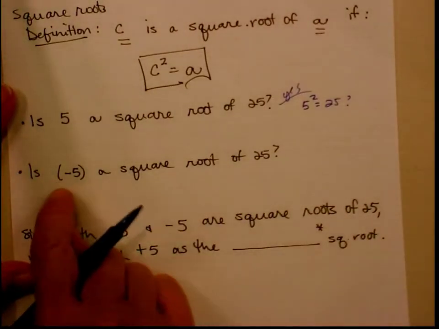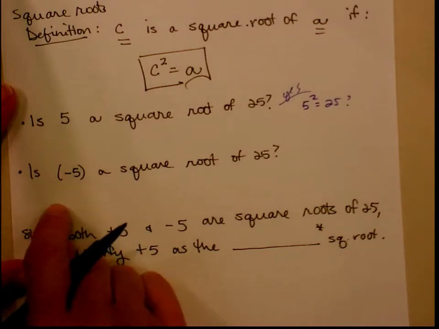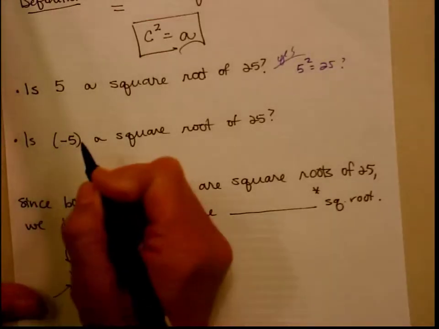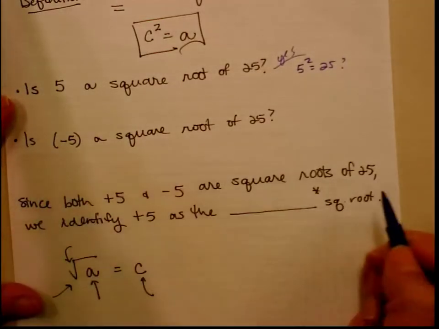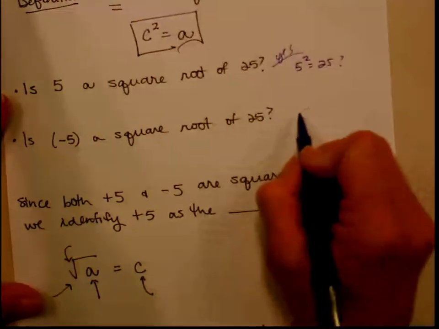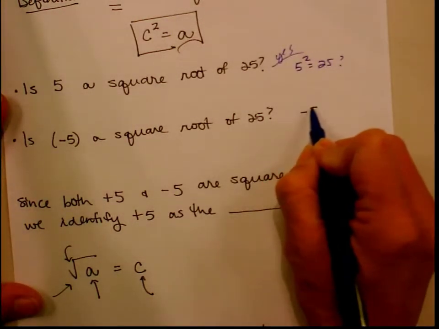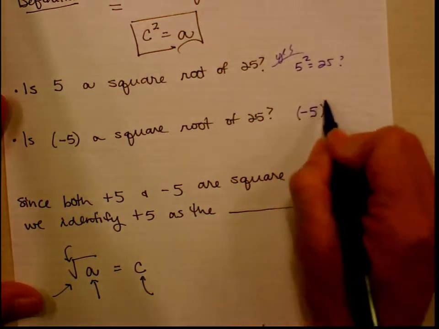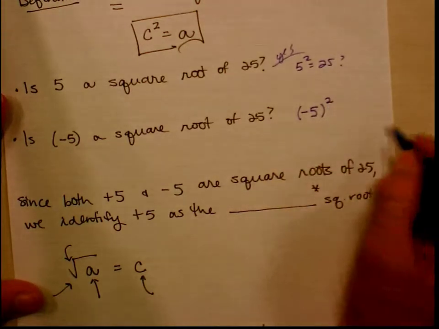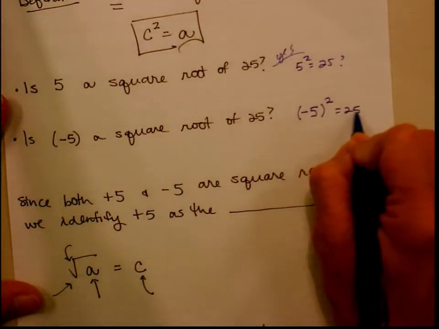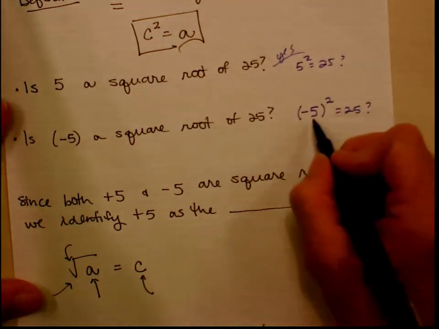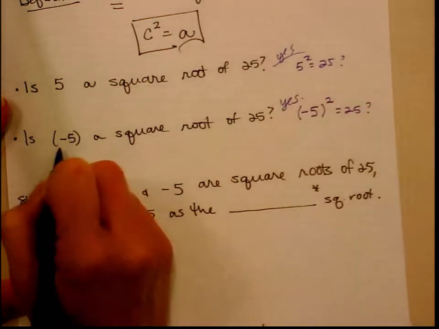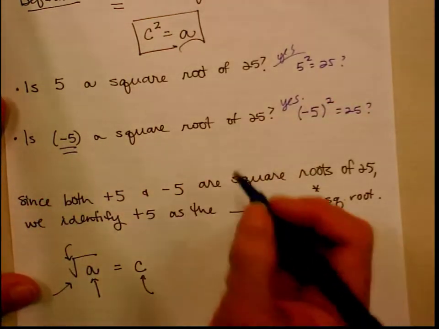Is negative 5, notice I've put it in parentheses. I think you're learning by now, me and parentheses, we're very fond of each other. And I'm using parentheses because it's a negative number. So is negative 5 a square root of 25? So if I square negative 5, now be careful. I'm talking about squaring the entire number, negative 5. Is negative 5 squared 25? It is, right? Because you remember that a negative times a negative is indeed a positive. So negative 5 is also a square root of 25.